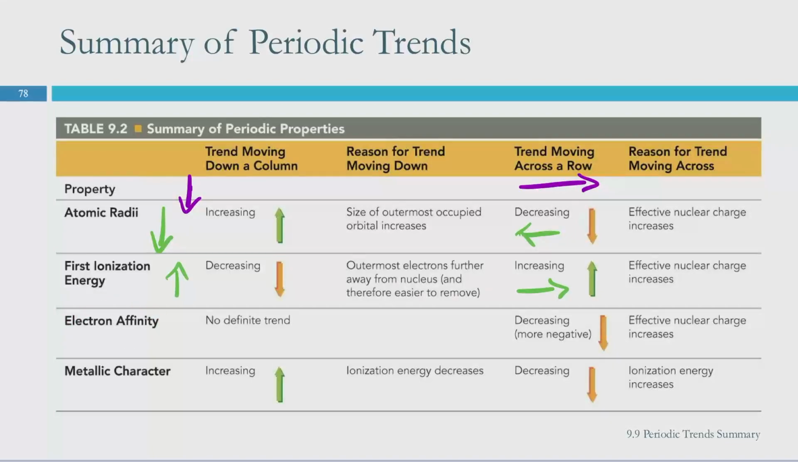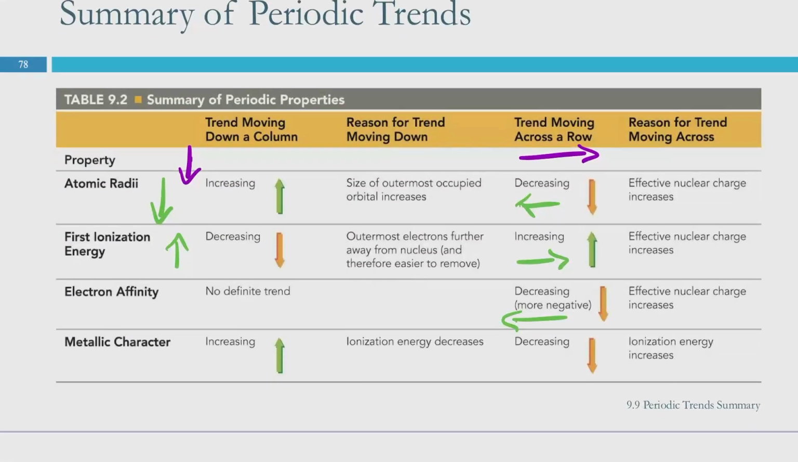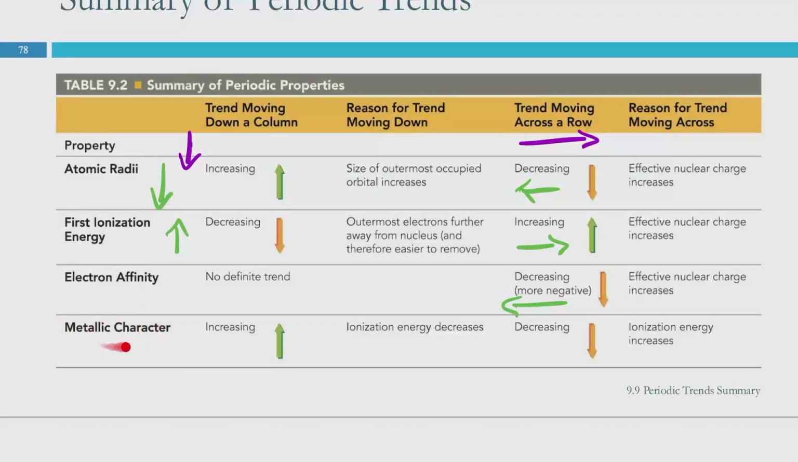For electron affinity, this is arguably becoming the most confusing slide. I'll rewrite these on the blank slide. But as you move left to right, electron affinity decreases because of that effective nuclear charge increasing. For metallic character, it increases as you go down. Thank you for these very helpful arrows. And it also decreases as you move left to right, which means that it increases right to left.